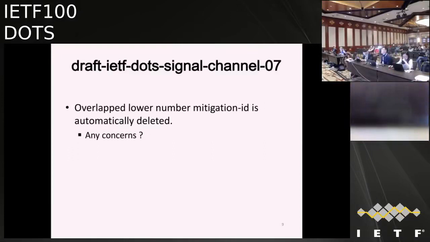This is an open question that we would like to hear from the working group. The current document says that if you receive multiple requests for the same client and for the same scope, we are deleting the request with the lower mitigation ID. We are asking the working group if there's a problem with this approach or side effects of this kind of decision. So we would like to hear from you all. Next slide, please.